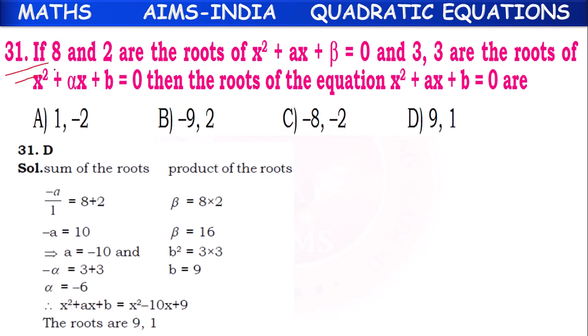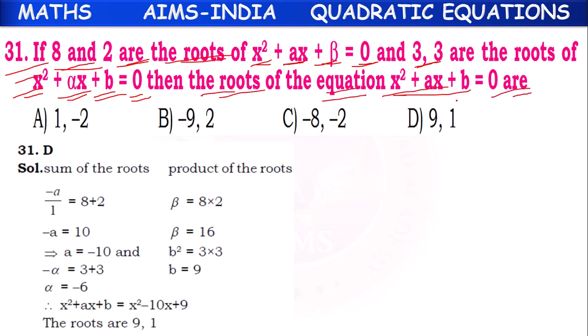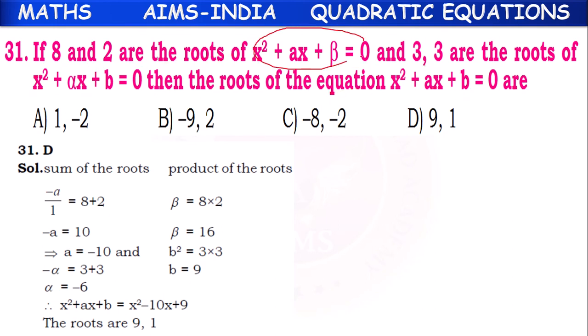Next, children. If 8 and 2 are the roots of x square plus ax plus beta equal to 0, and 3 comma 3 are roots of x square plus alpha x plus beta equal to 0, then the roots of equation x square plus ax plus b equal to 0 are how much? They have given the roots of the first equation 8 comma 2, second equation 3 comma 3, and we have to find the roots of the third equation.